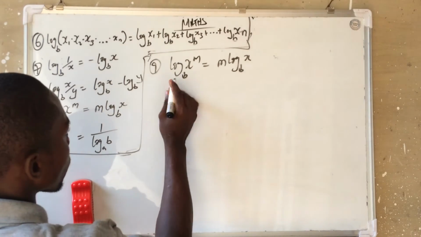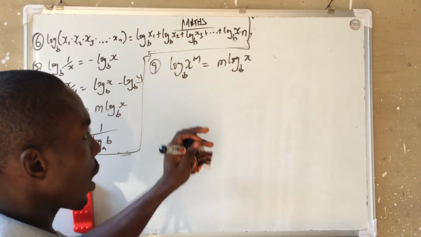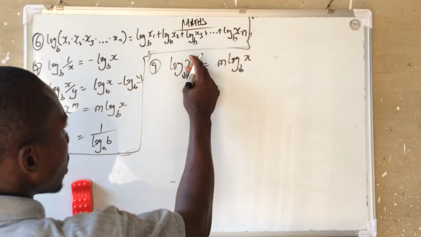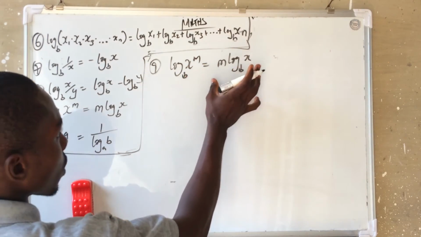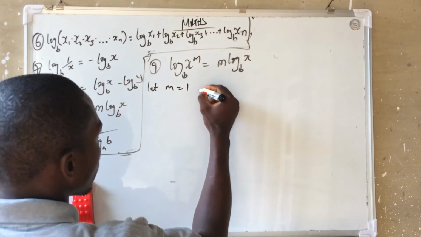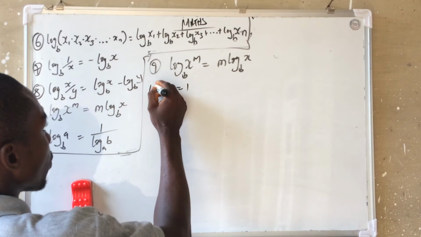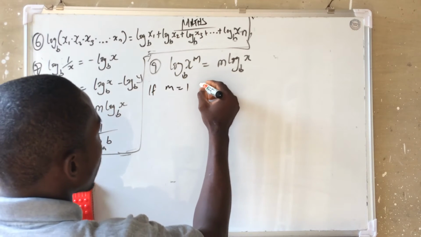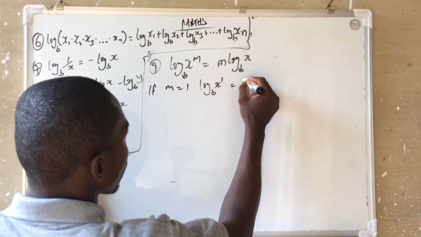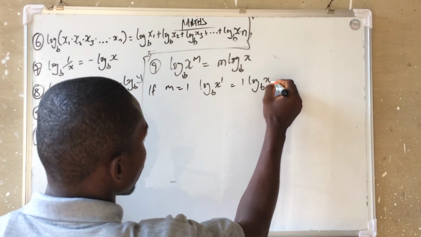Let's continue. First of all, I don't know how to prove this. I don't know how to begin. But let m equal 1. If m is equal to 1, we have log base b of x raised to the power 1 is equal to 1 log base b of x.